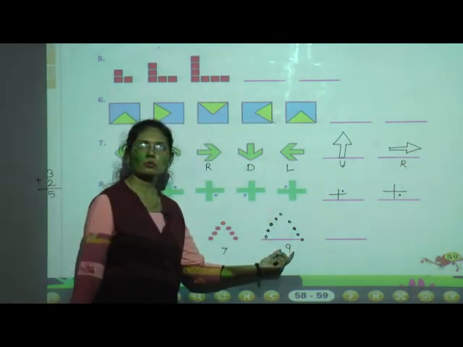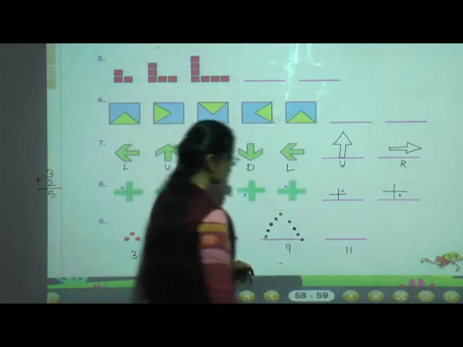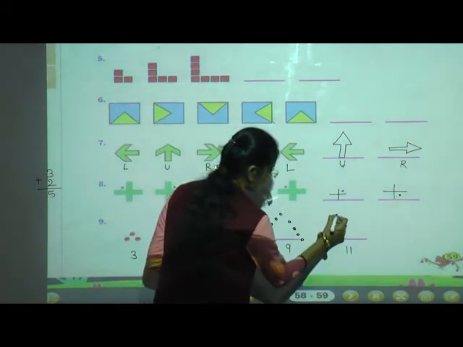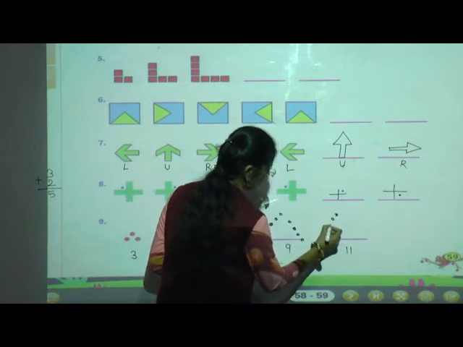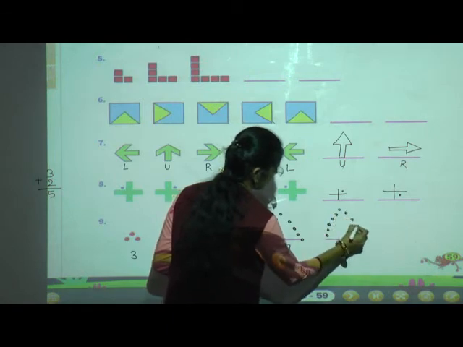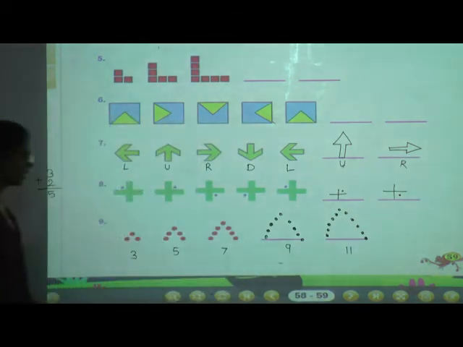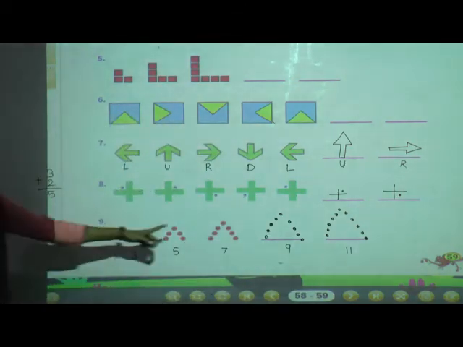Now add 2 more. 9 plus 2, yes, we get 11. So here we have to draw 11 dots. 1, 2, 3, 4, 5, 6, 7, 8, 9, 10, 11. So in this way we can complete the pattern.